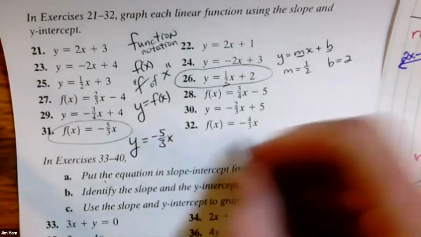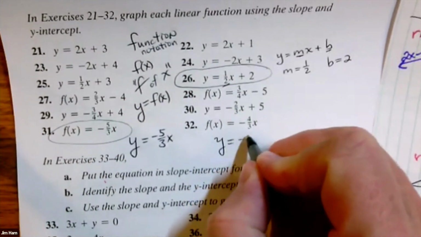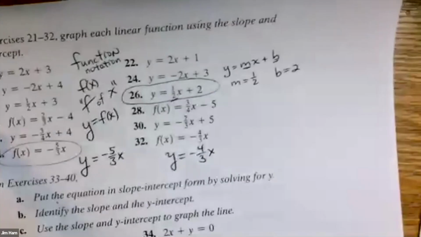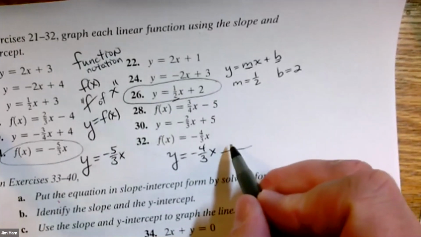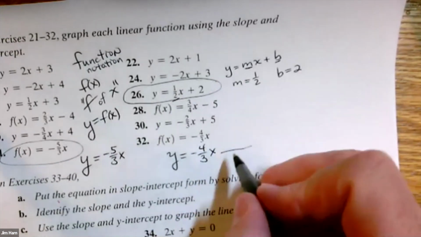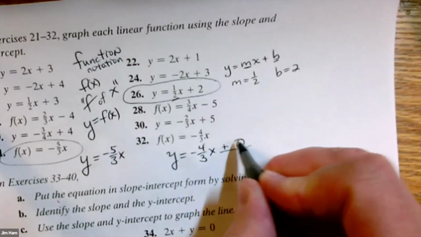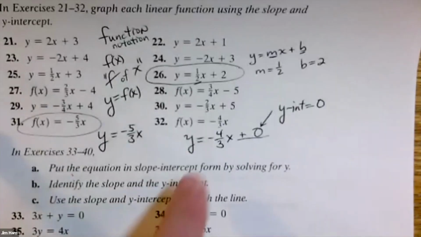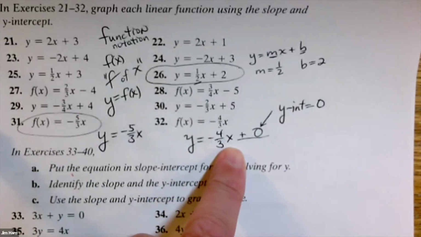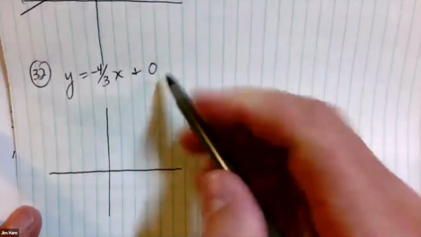All right, let's do number 32. We have y equals negative 4/3 x. Now there is nothing hanging out over here by itself, so it must have been plus 0. So the y-intercept is equal to 0. So if we wanted to graph y equals negative 4/3 x, there's nothing out here, so the y-intercept must be 0. So we're going to start at 0.